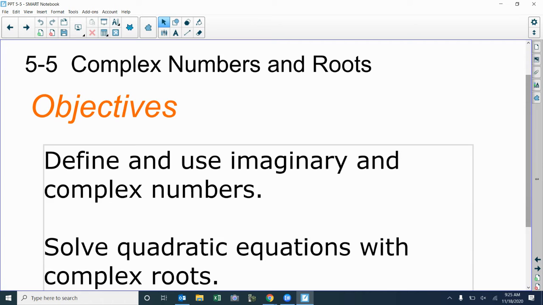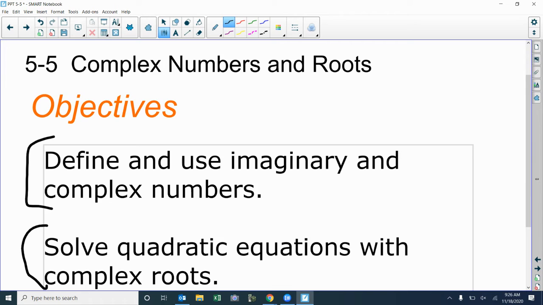So, complex numbers and roots. We're going to work on these guys right here, define and use imaginary and complex numbers, which most of you should be able to do pretty good with, and we're going to keep solving quadratic equations. We've been doing this all week. We're going to complete the square, but we're just going to get a little different type of answer. Today's lesson can be summed up in one thing, and that is this: the square root of -1 is equal to i.